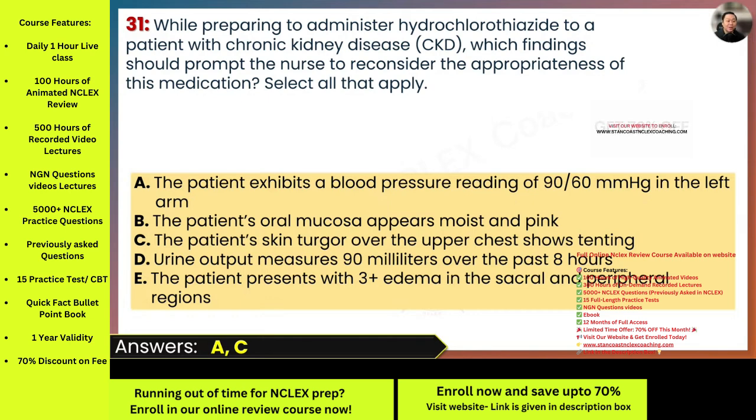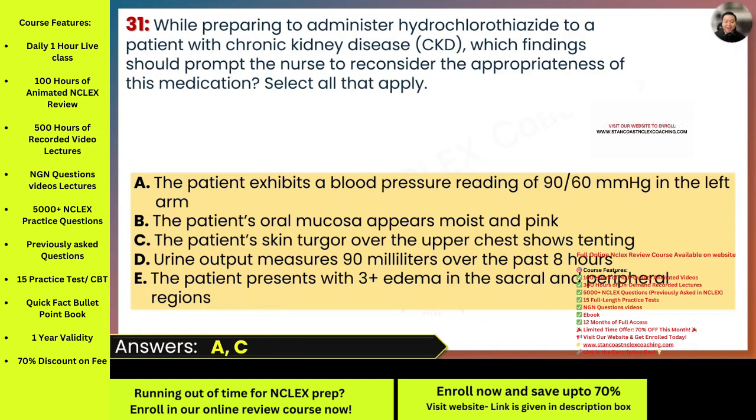Right. Now, what about letter E? The patient presents with 3+ edema in the sacral and peripheral regions. Well, this suggests that the patient has fluid retention, which is one of the reasons the hydrochlorothiazide is prescribed. And the diuretic will help remove the excess fluid. It will decrease the edema. And so the presence of the edema does not warrant withholding the medication.